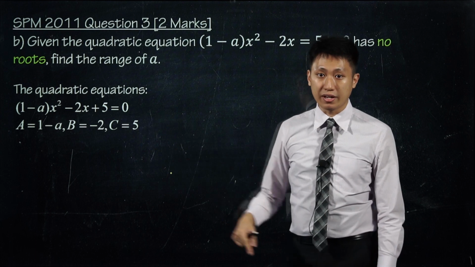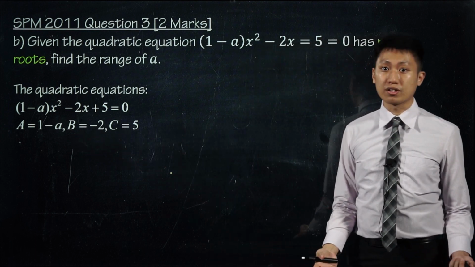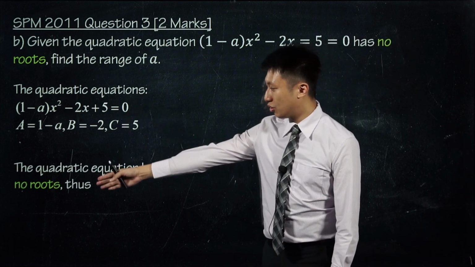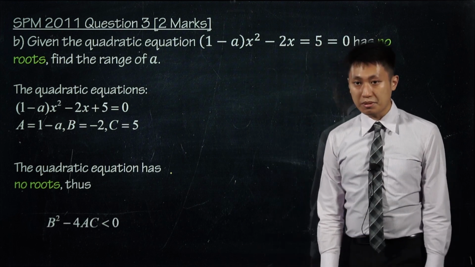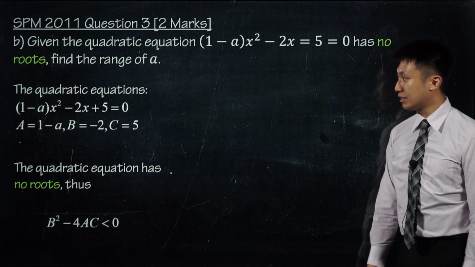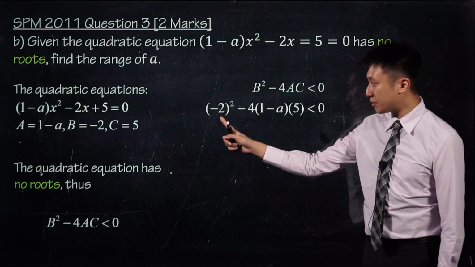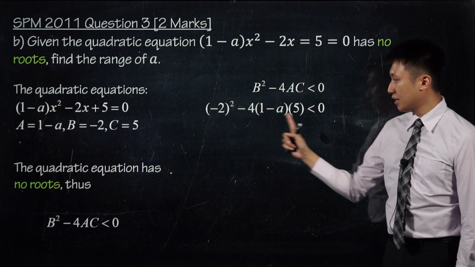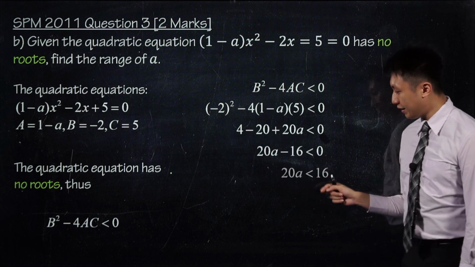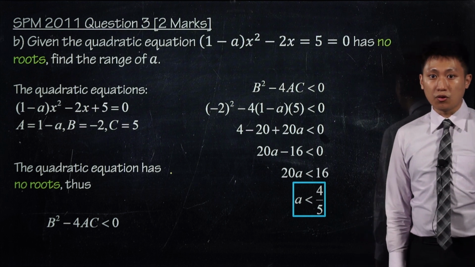Okay, so I write a capital A here, capital B here, and capital C here to represent the ABC coefficients of the quadratic equation. Okay, I want it to be no roots, thus b squared minus 4ac is less than 0. I write the capitals here, just for this question only. And then I solve for it, b squared minus 4 times a times c less than 0. Solve for it, move it to one side, then I get my final answer, a is less than 4 over 5.